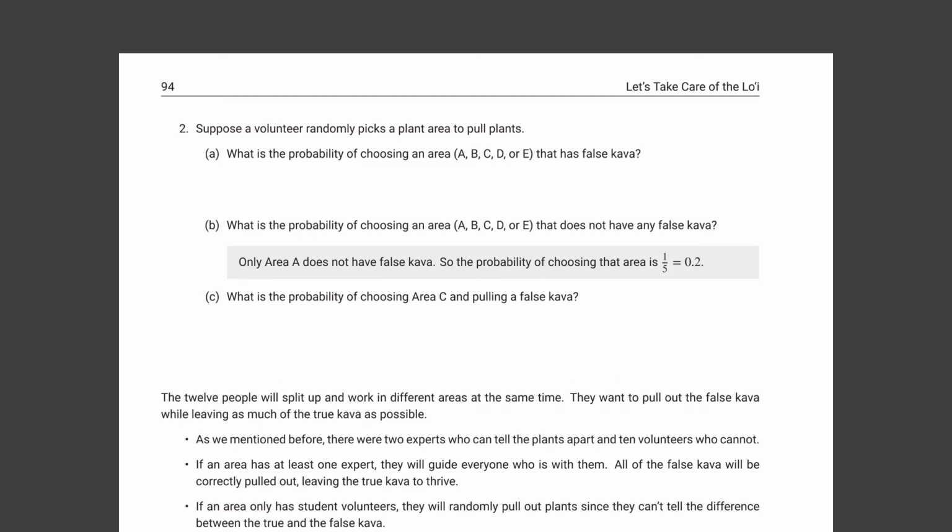In part 2b, we are asked to find the probability of choosing an area that does not have any false kava. Well, the only area that doesn't have any false kava is area A. So we have one area out of the possible 5 areas, so our probability is 1 over 5, or 0.2.